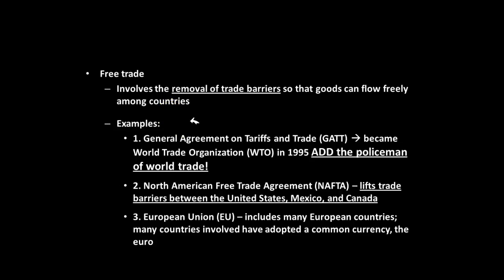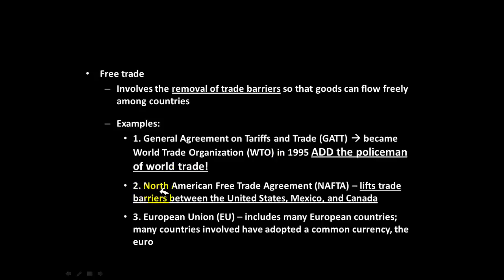Now, free trade is the opposite of trade barriers. Free trade involves the removal of all trade barriers so that goods can flow freely from country to country. Some examples of free trade agreements or concepts: the GATT, the General Agreement on Tariffs and Trade, became the World Trade Organization in 1995. The World Trade Organization attempts to promote free trade throughout the world.